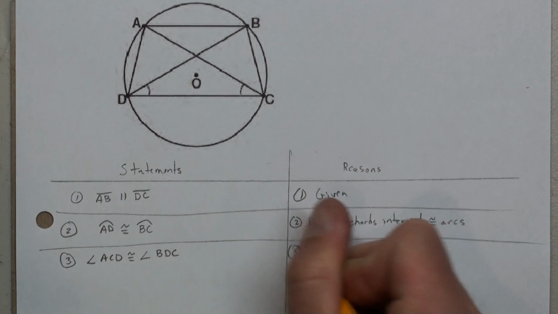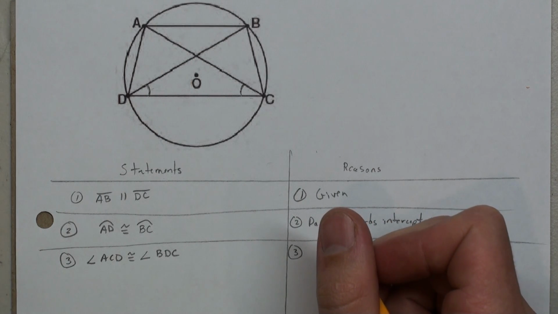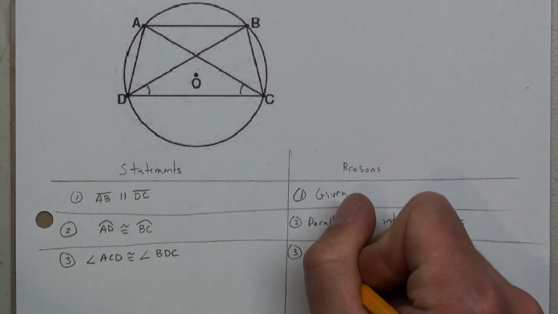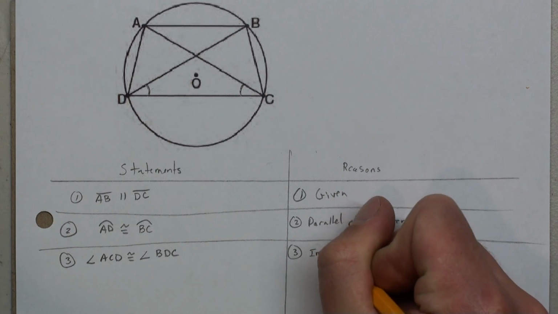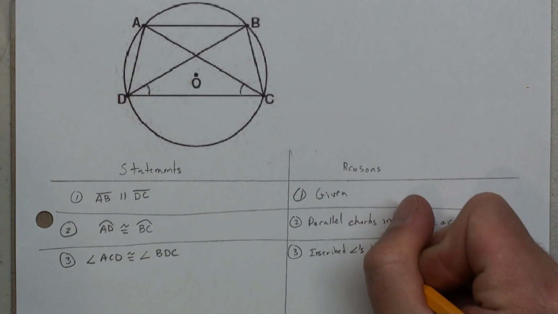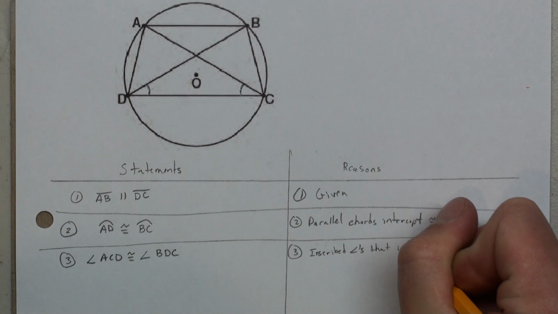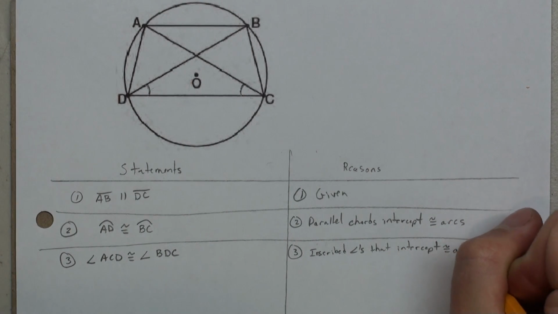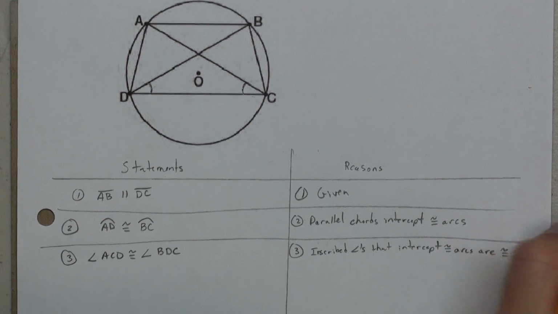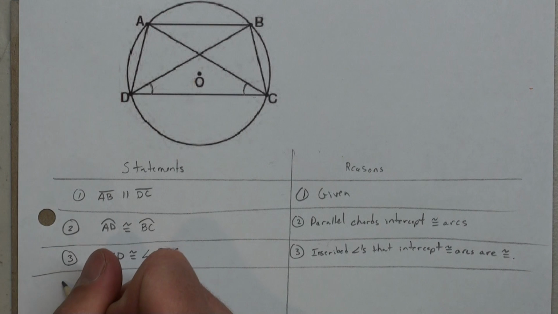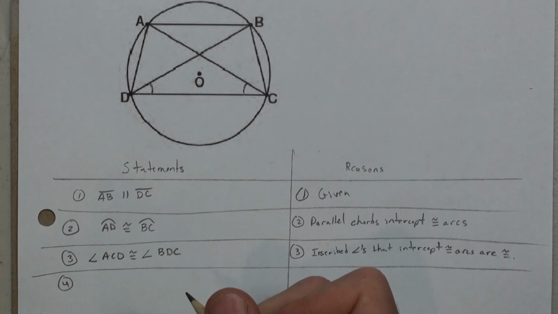and for our reason, we can say inscribed angles that intercept congruent arcs are congruent. Okay? So we know that those two angles are congruent so far.